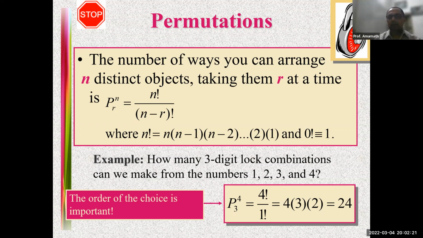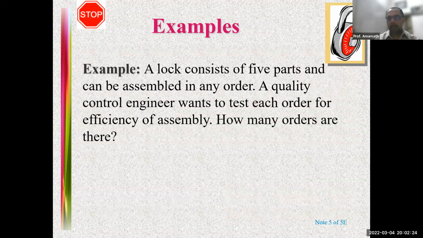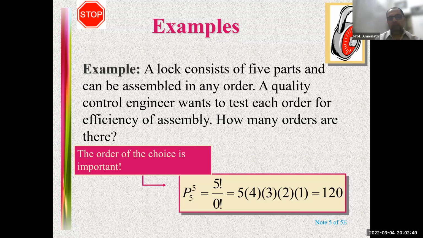A lock consists of 5 parts, which can be assembled in any order. A quality control engineer wants to test each order for efficiency of assembly. How many orders are there? So slowly, an example comes here. Breaking away from dice, lock and card games, it is about quality control now. How exactly are we trying to do it? Order of choice is 120. How many orders? These are the kinds of things you have to think about.